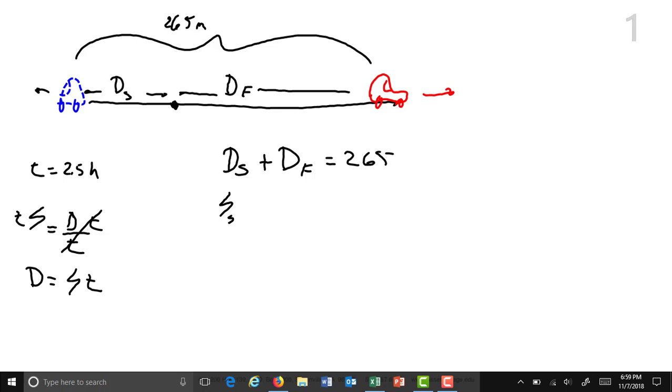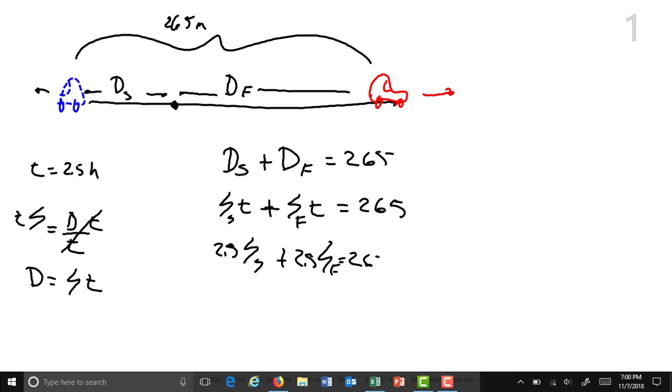Oh, well, what's D? Oh, that's T, but guess what? The T is the same, right? Both of them have been on the road the same amount, true? This is a plus sign, and this is the speed of the fast car times time, right? And that equals 265, correct? But I know they've been on the road 2.5 hours. So you can write this as 2.5 times the speed of the slow car, plus 2.5 times the speed of the fast car, equals 265, right?